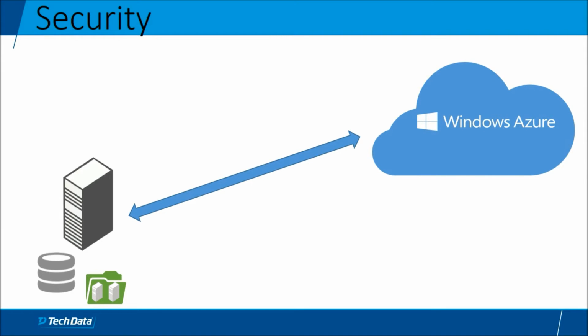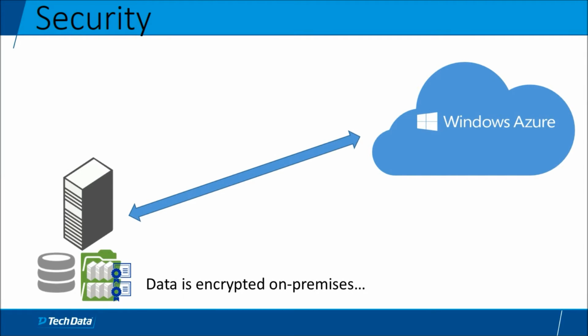Now let's take a look at security. The first stage in the transfer process is the encryption of your data on-premise using your key. Your data stays encrypted with your key while in transit over the wire to Azure Storage using Advanced Encryption Standard 256. The backup data is sent over a secure HTTPS link.